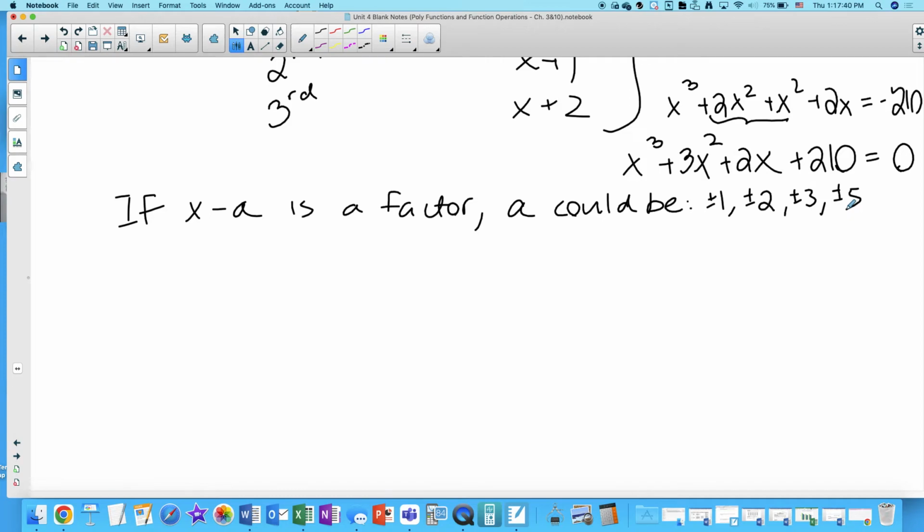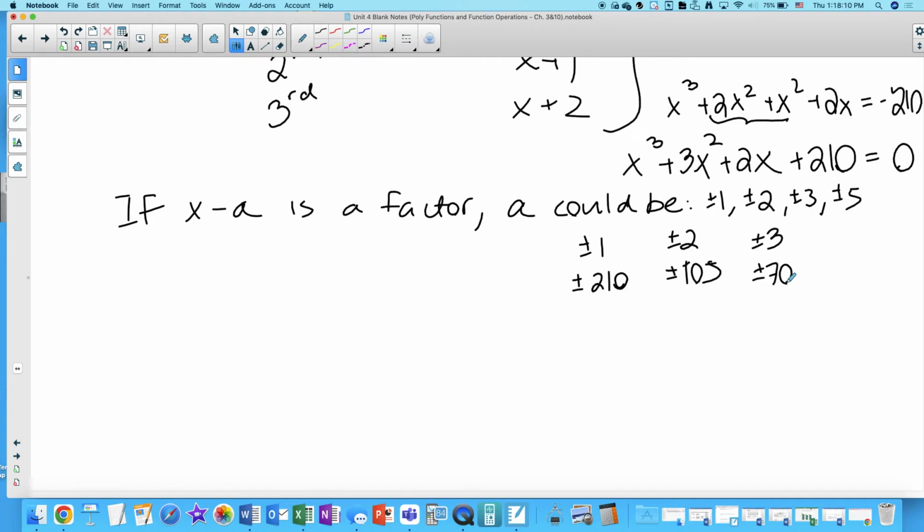Like 1 and 210, 2 and 105. You know what I mean? I'll show you. So plus or minus 1, plus or minus 210. Plus or minus 2, plus or minus 105, because 2 times 105 is 210. Plus or minus 3, plus or minus 70. 4 doesn't work. 5 works, though. What's 210 divided by 5?